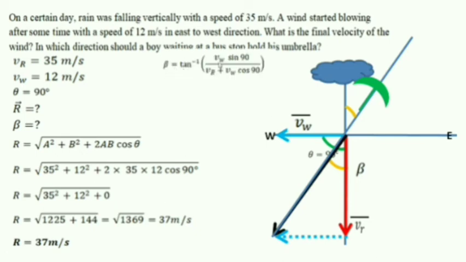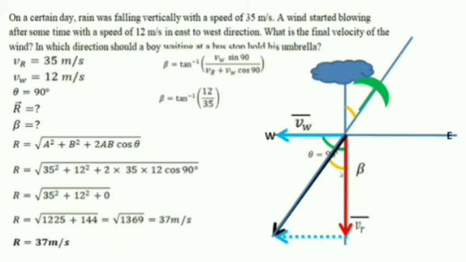Beta is equal to tan inverse. So out here I have to write the vector which is opposite to the angle. So out here you can see velocity of wind is opposite to the angle. So velocity of wind sine 90 divided by velocity of rain plus velocity of wind cos 90 degrees. Out here theta is 90 degree.